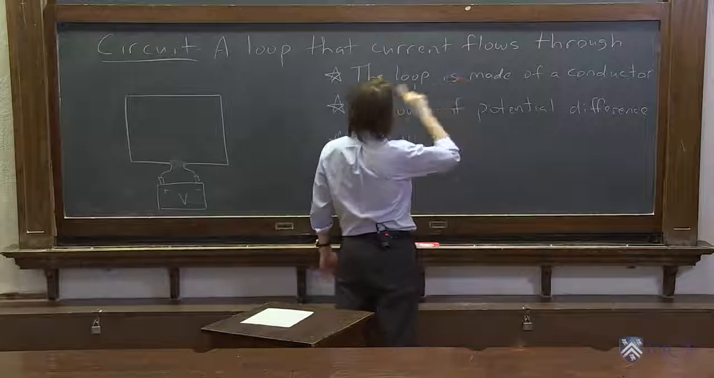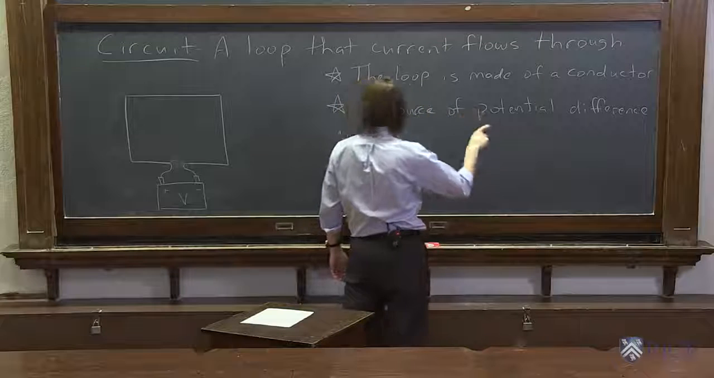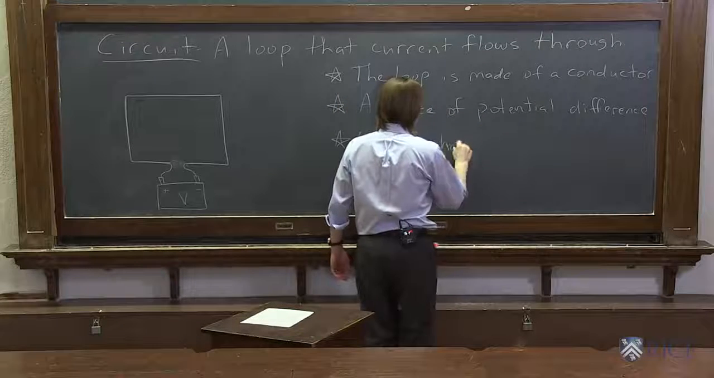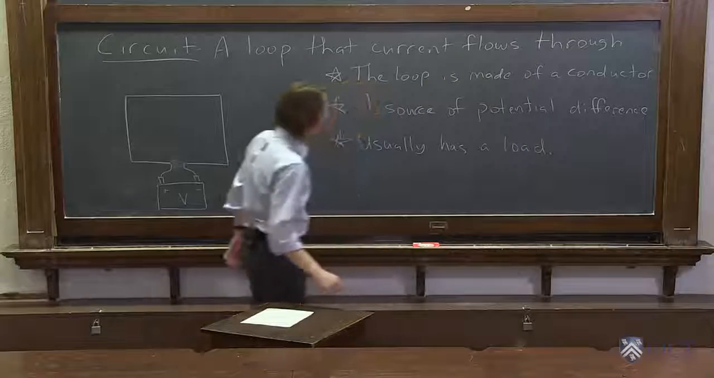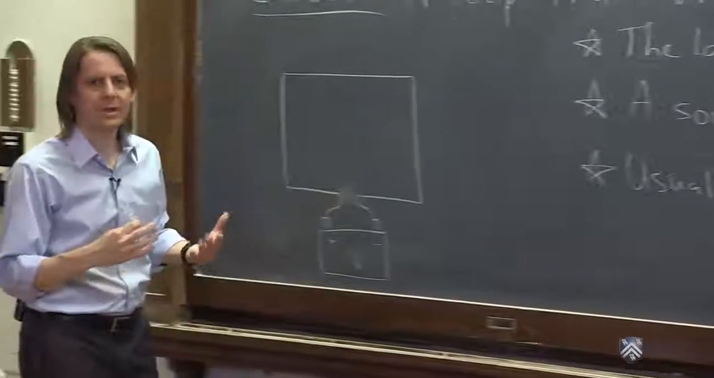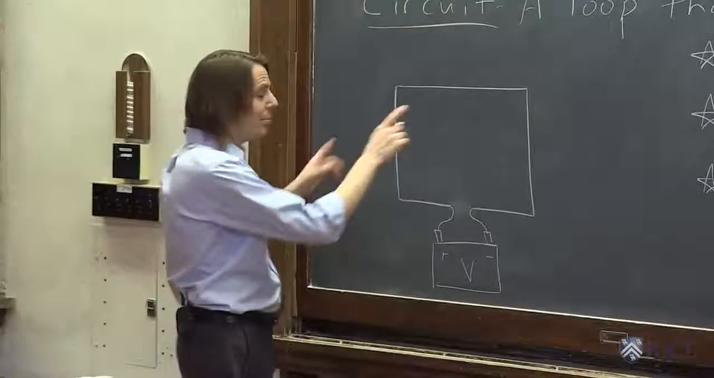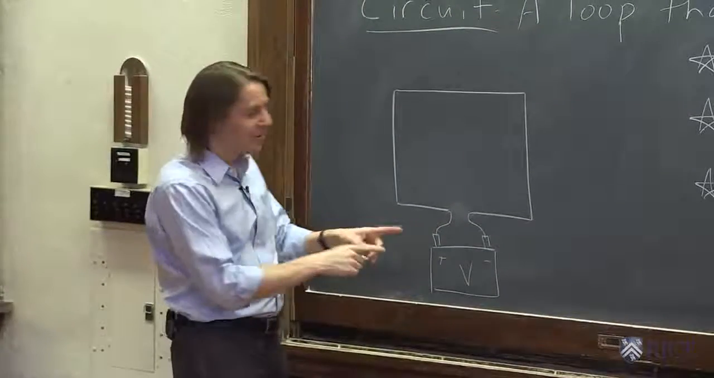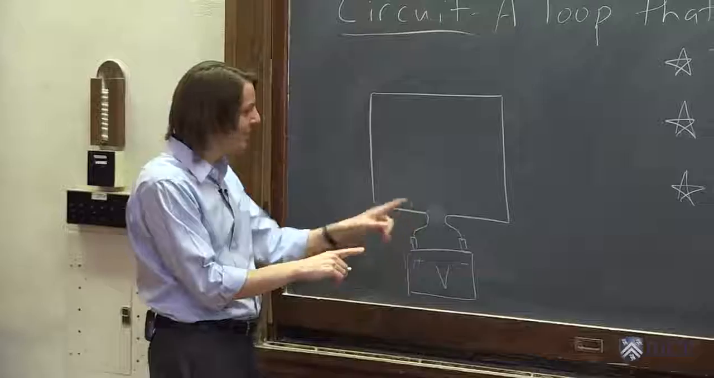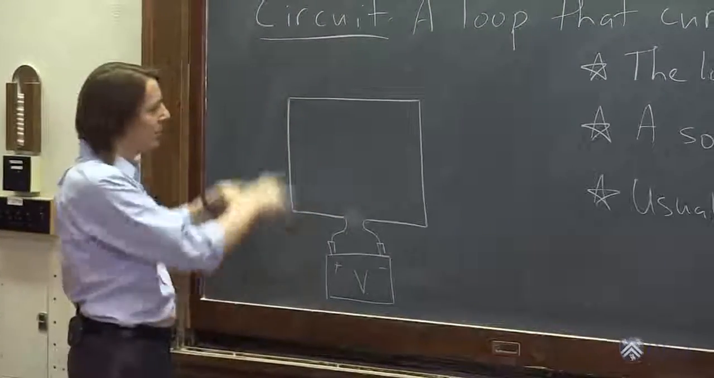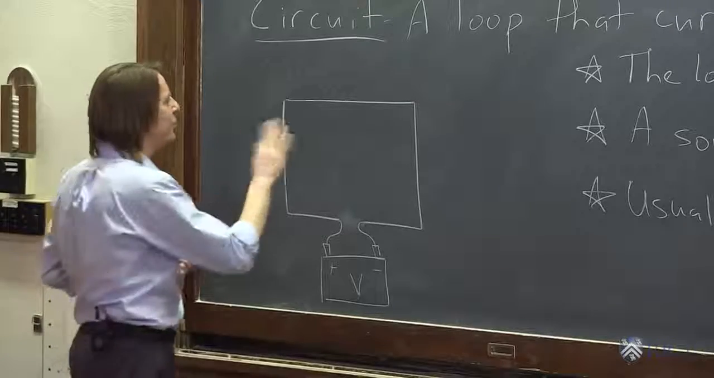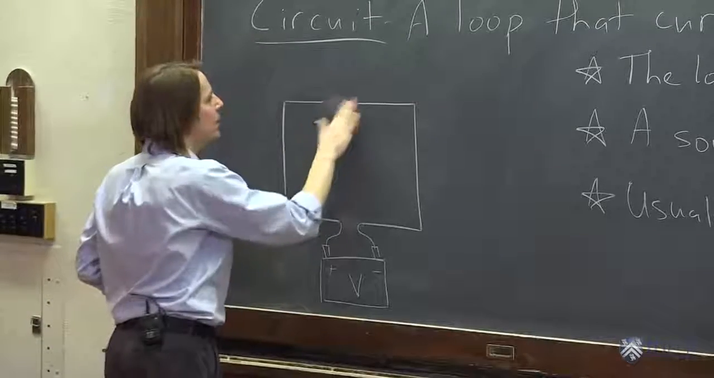Let's say current flows through, made of this, a source of potential difference, and usually has a load. And what that means is something resistive in it. If you were to hook this up, it'd be pretty exciting because it would probably catch on fire, right? We'll talk later about how current dissipates heat, and you get big current if you just have a wire, and this would burn up. It'd be pretty cool. So let's not do that right now.